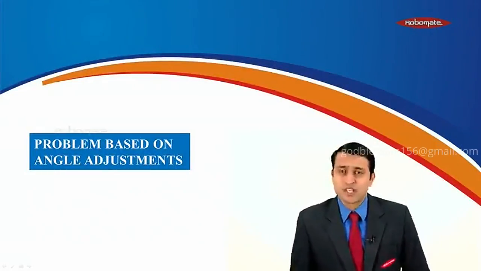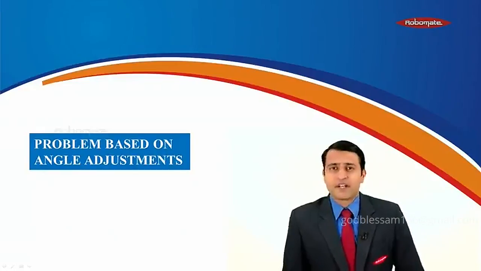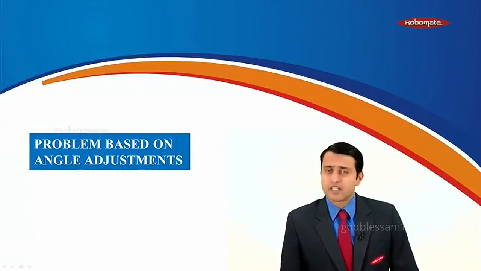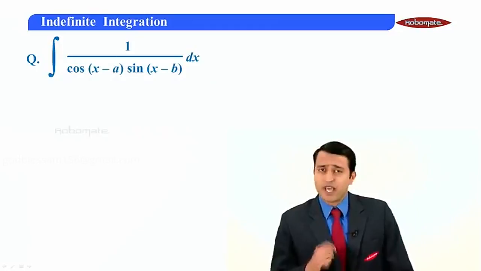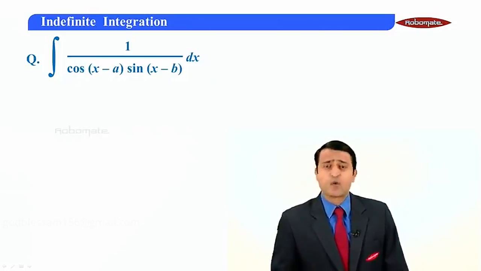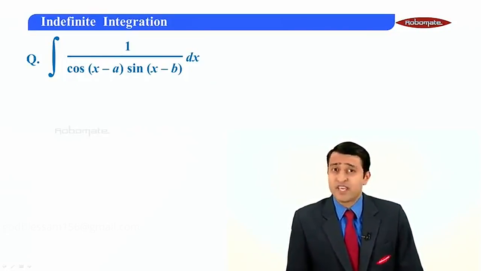Hello students, we are discussing the chapter indefinite integration, and in this module we are discussing sums based on angle adjustment. We have already seen certain sums on angle adjustment. Let us take this one. Now in this module they are asking us to evaluate the integral of 1 upon cos of (x minus a) sine of (x minus b) dx.